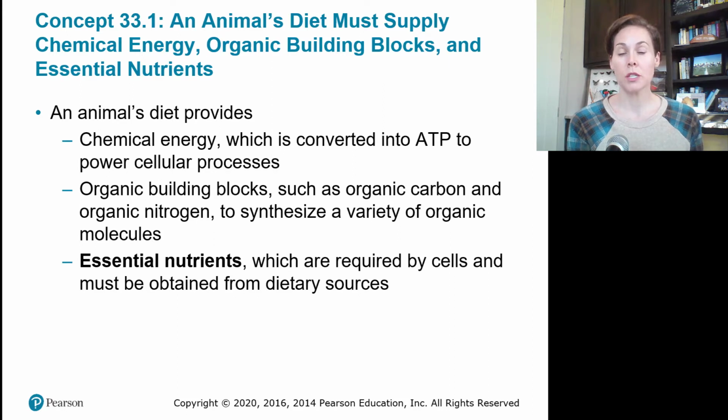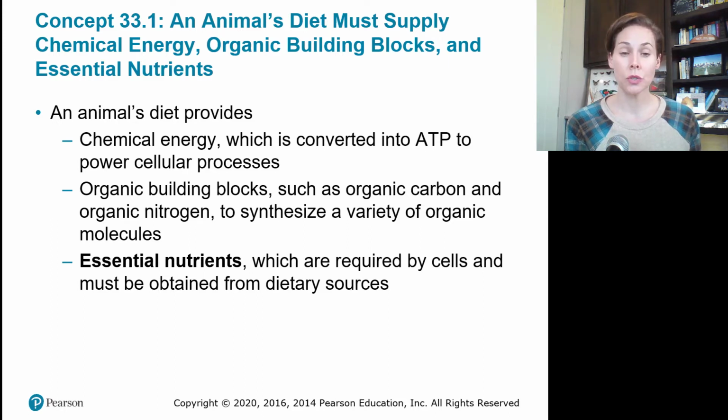Organic building blocks such as organic carbon and nitrogen are provided by your diet to synthesize a variety of organic molecules. So if you're not consuming food, you're not able to repair muscle or do work inside of your body, not only because you're not getting enough ATP from the food to do your cellular processes, but you're also not getting the building blocks to make other molecules inside of your body.